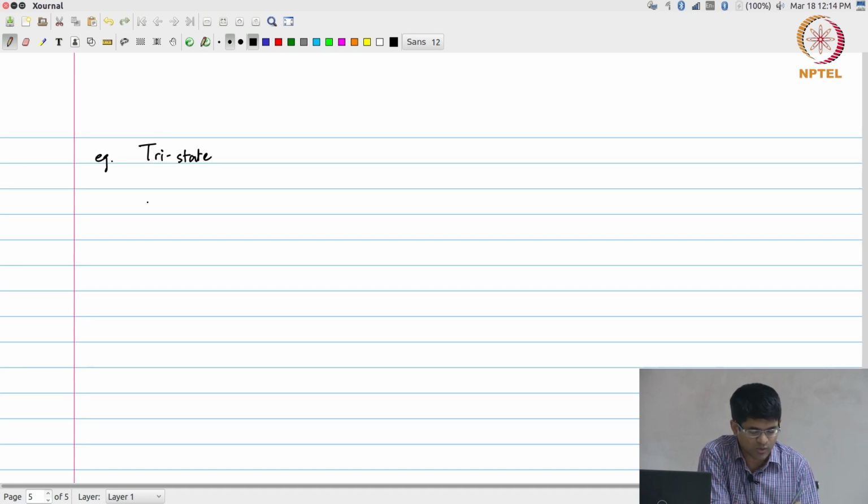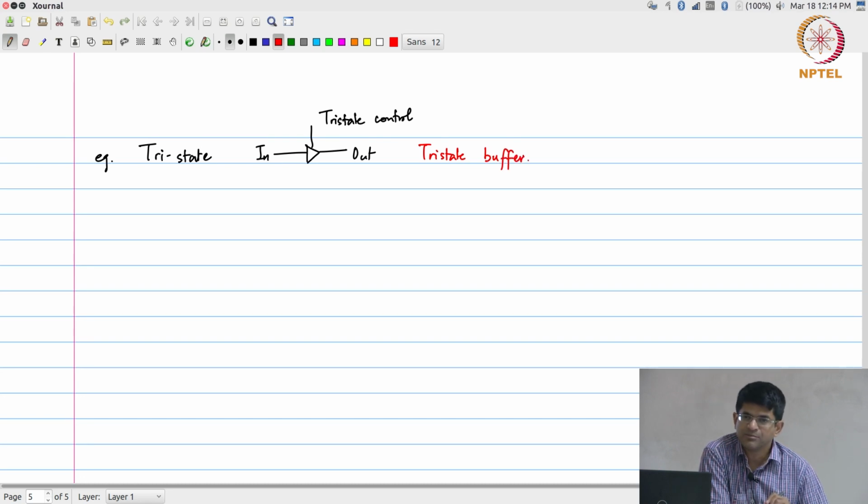Okay. The normal symbol that is used for that would be something like this. Okay. So, this is the tri-state control, this is input, this is output, this is essentially a so called tri-state buffer, right. Implementing this is actually very straightforward in CMOS logic. You just need a couple of extra transistors on top of what you would have for a basic CMOS inverter, and you can get an inverting tri-state buffer very easily.